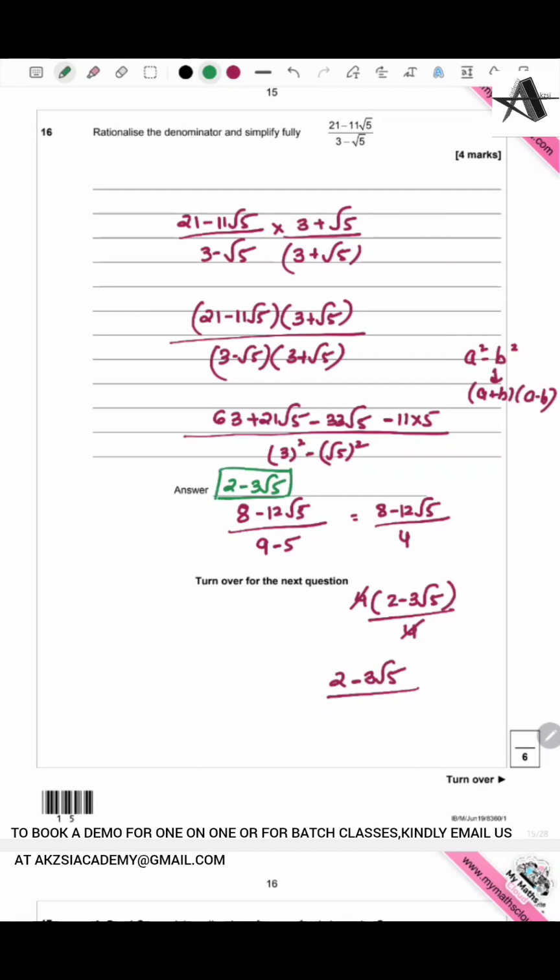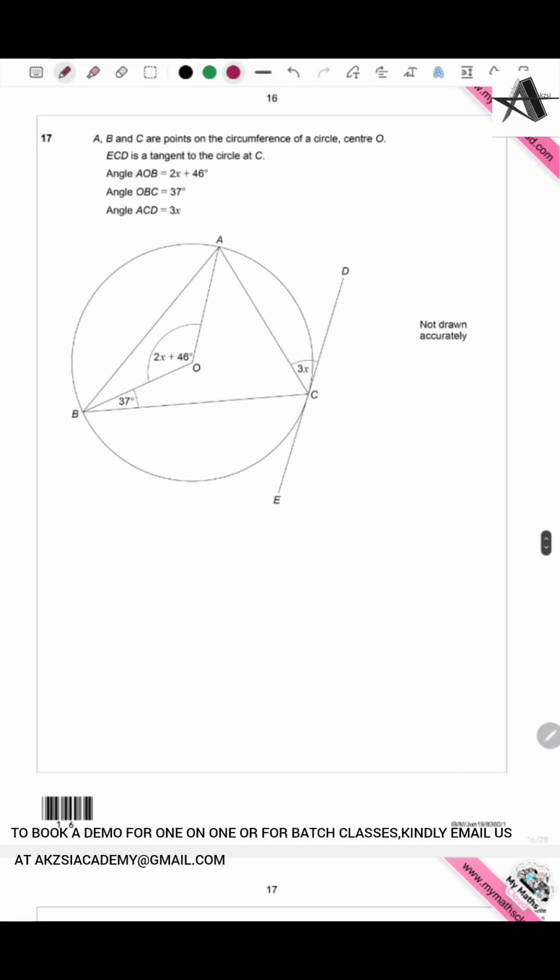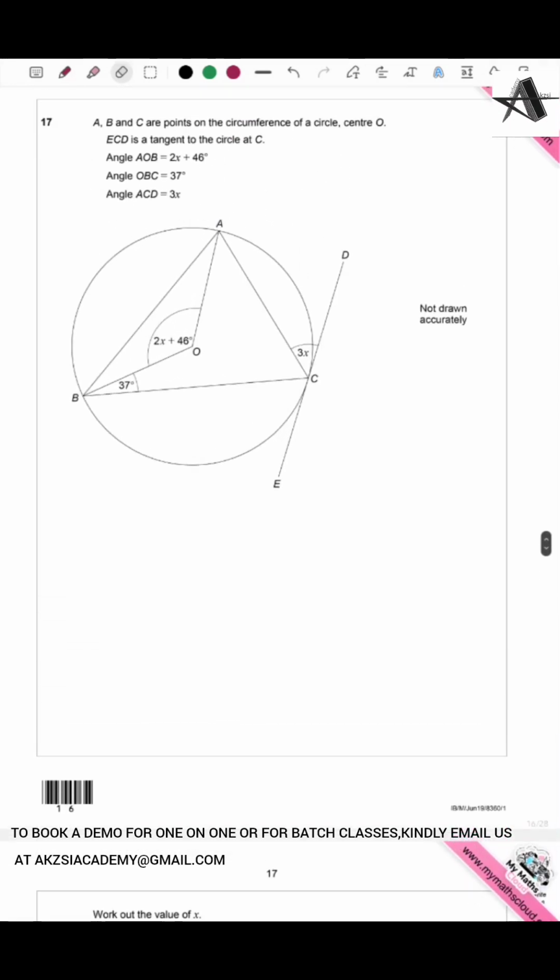Question number 17. A, B and C are the points on the circumference of a circle with center O. ECD is a tangent to the circle. Angle AOB is 2x plus 46. This angle is given. Angle OBC is 37, given. And angle ACD is 3x, given. Now what we have to calculate? We have to calculate the value of x.